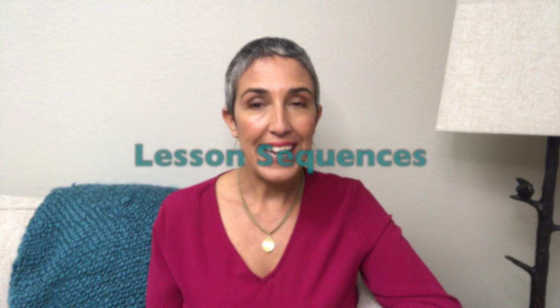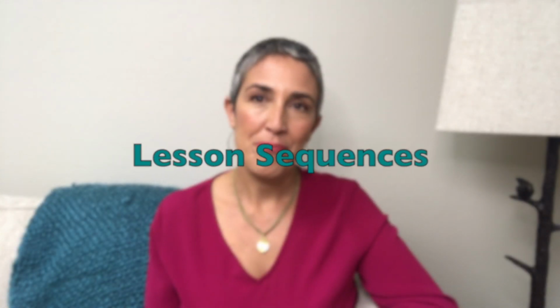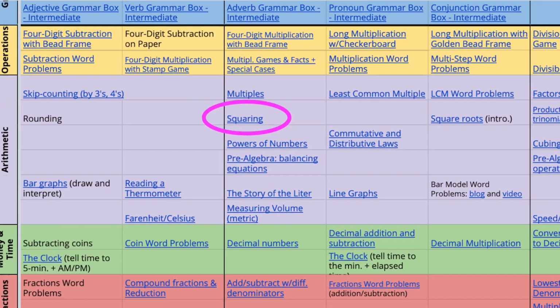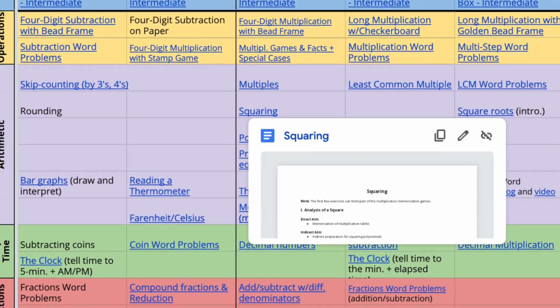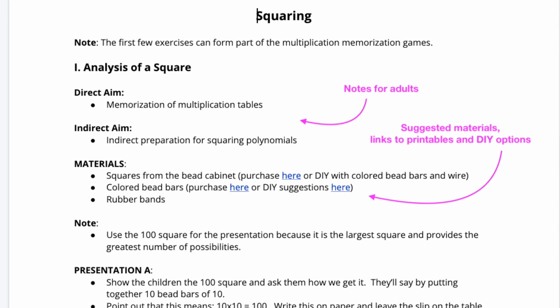Now let's take a look at how the lesson sequences work. Let's say you want to start teaching your 8-year-old about squaring. You would go to the squaring topic in the timeline and you'd click the link. A lesson sequence will immediately come up, which usually starts with notes for the adult.